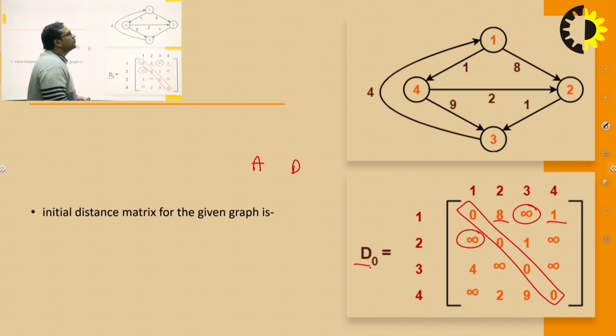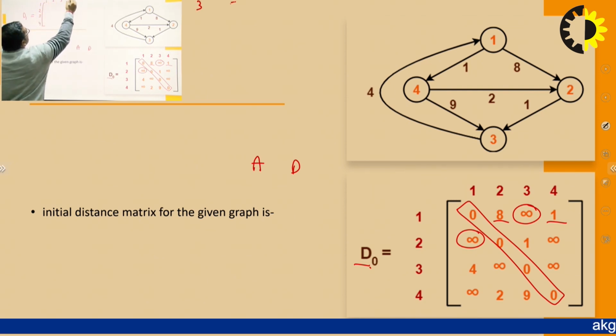So initially, according to the algorithm, step 1 is to create the initial matrix, that is D0. Now the second step: in the second step, you have to create D1. In D1, you take 1 as the pivot element. So I am going to create D1, which is the matrix with 1, 2, 3, 4 as rows and 1, 2, 3, 4 as columns. Obviously the diagonals are 0.